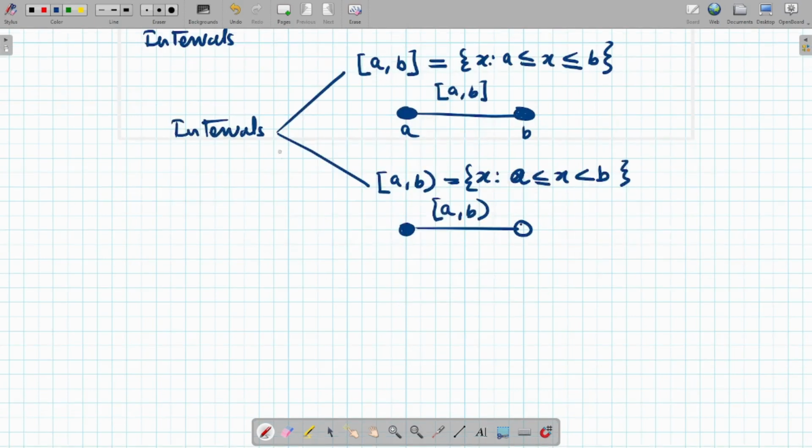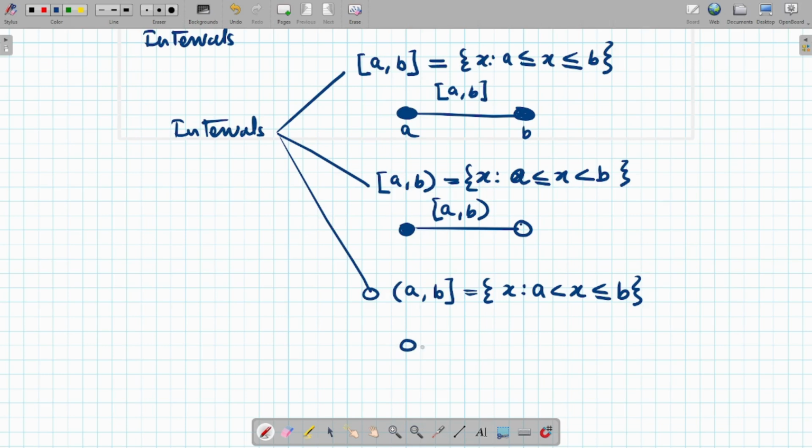And the next one is, we say this side a is open and b side is closed. So how do we represent? x such that a is less than x and x is less than or equal to b. Here the representation would be, this side would be open and the other side would be closed or included. Okay, so the representation would be a comma b and the b side is like this.